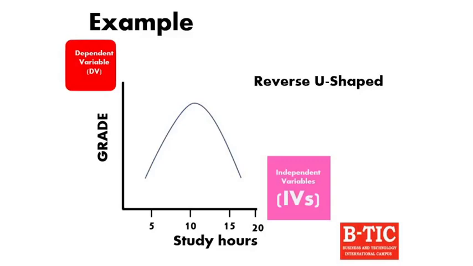But after a certain number of hours of study, your grade will decline. If you study 20 hours, your grade will decline because your brain wouldn't be able to cope with these learning hours. So you have to go up to a certain amount of time, and if you go beyond that, your grade will decline again. So that is why the graph is reverse U-shaped.